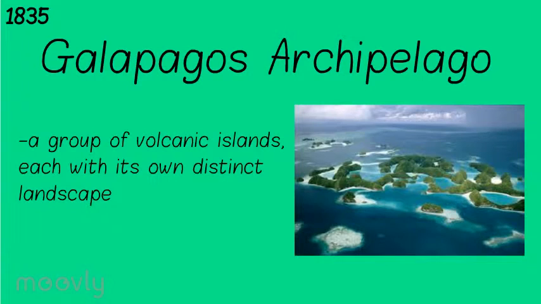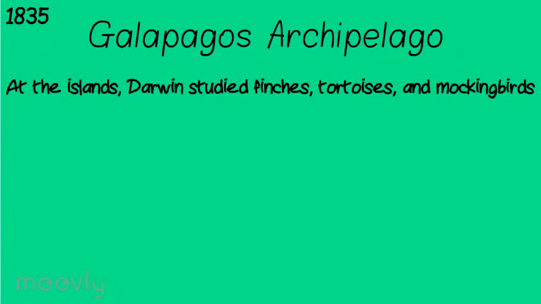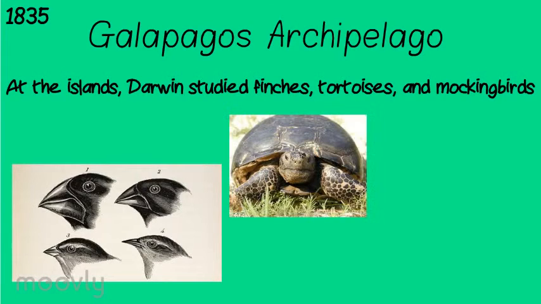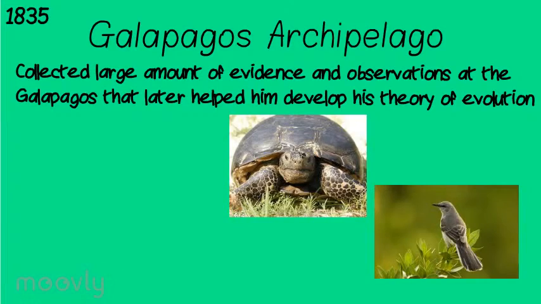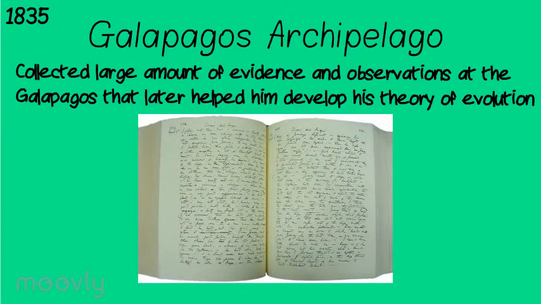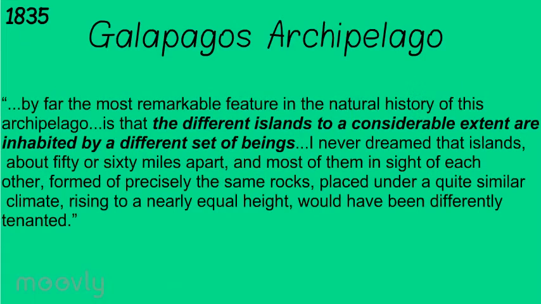These islands were a group of volcanic islands, each with its own distinct landscape. At the islands, Darwin studied finches, tortoises, and mockingbirds. He collected a large amount of evidence and observations at the Galapagos that later helped him develop his theory of evolution. One of these observations was that the different islands to a considerable extent were inhabited by different species.